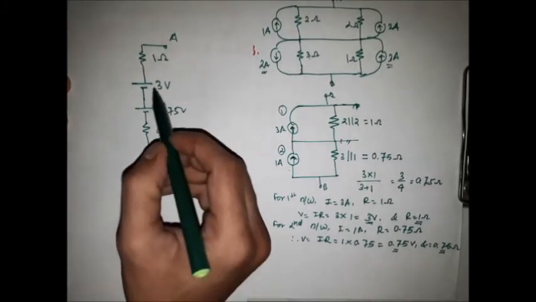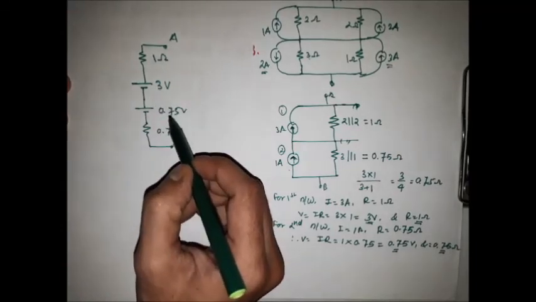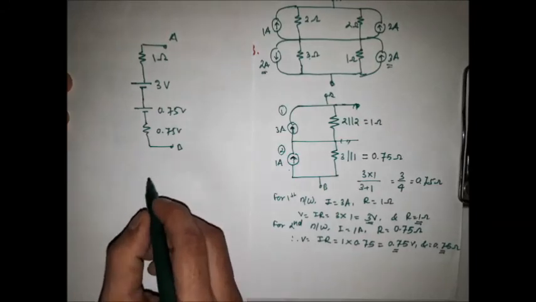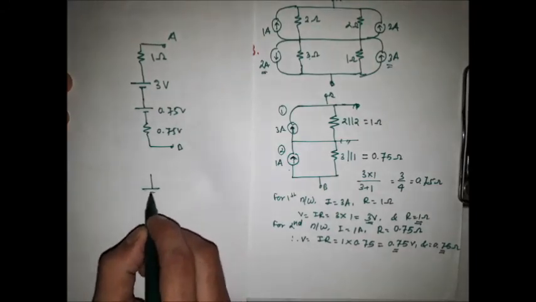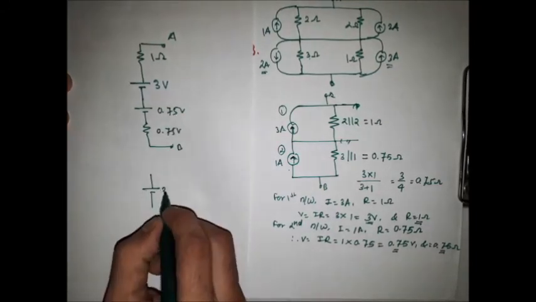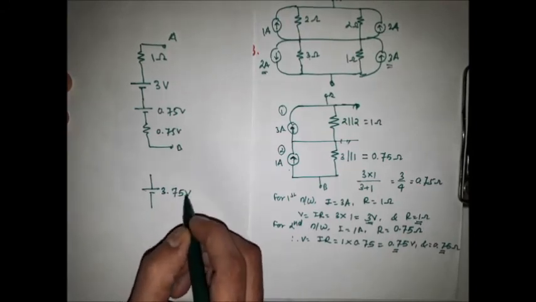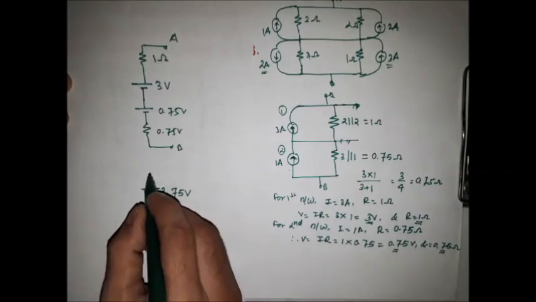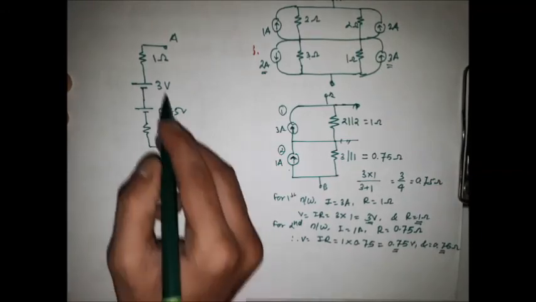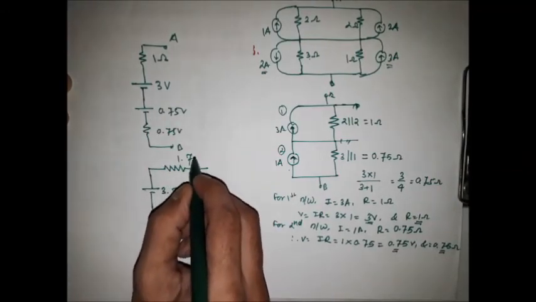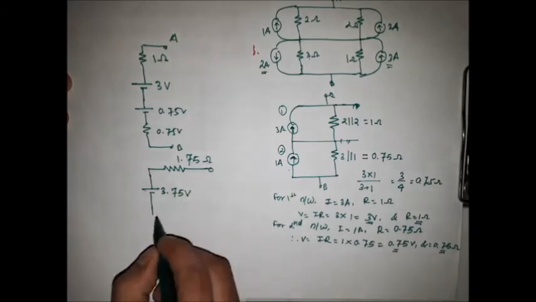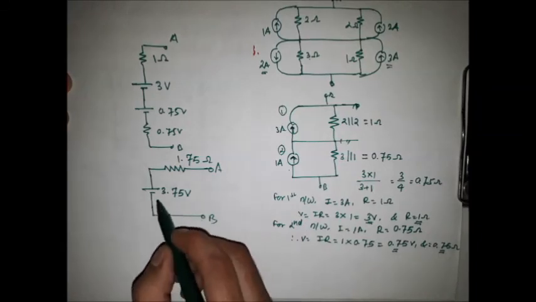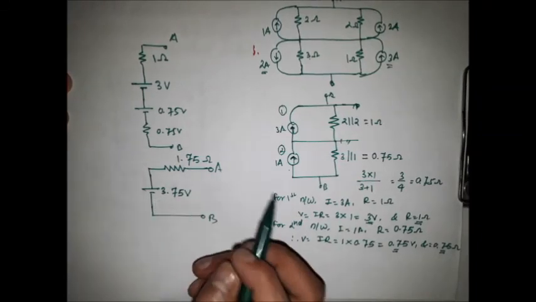Now here the 3 volt and the 0.75 volt are in series. We are directly adding them and they have the same polarities. So it is 3 plus 0.75, which is 3.75 volt, and again the resistances are in series. We are directly adding them. So it is 1 plus 0.75, it is 1.75 ohm. This is the final network between the A and B terminal, which reduces to one source and one resistance.